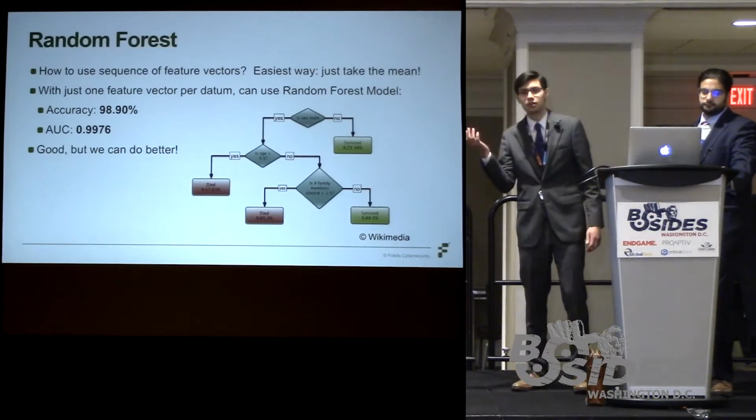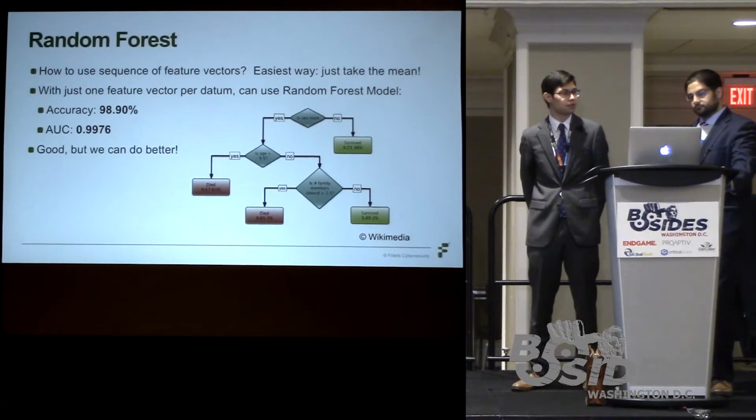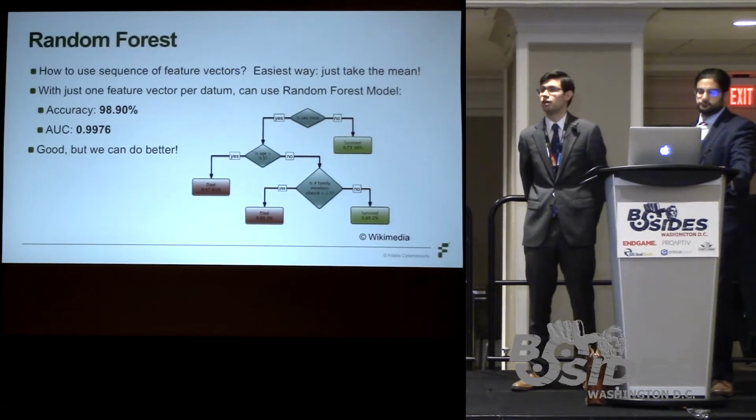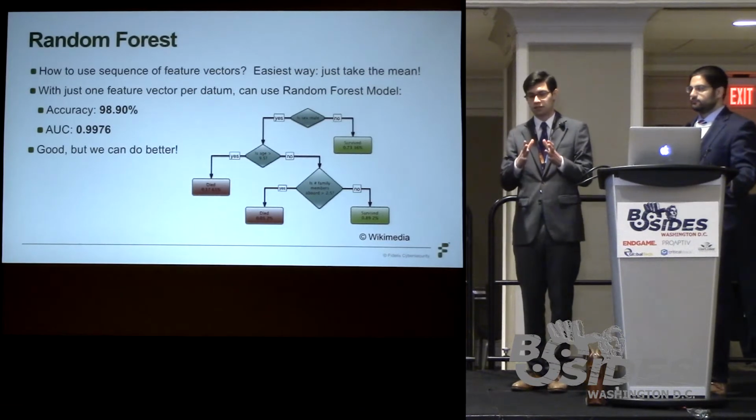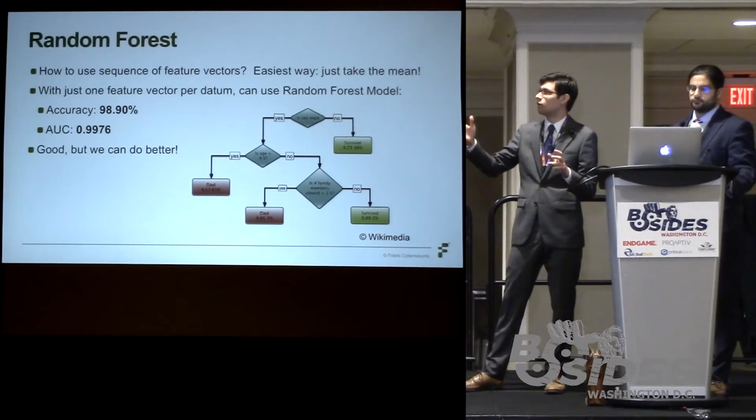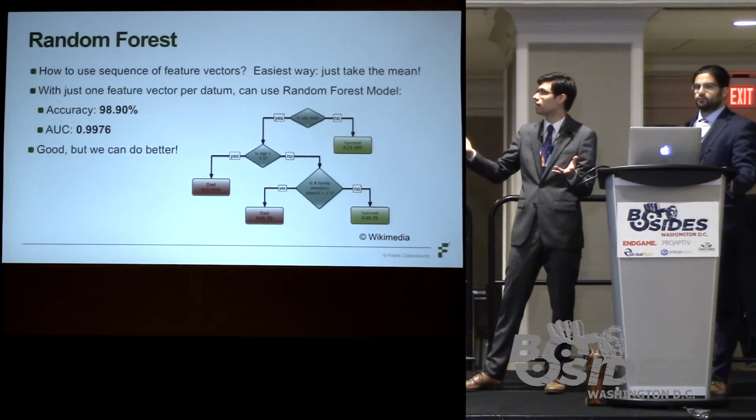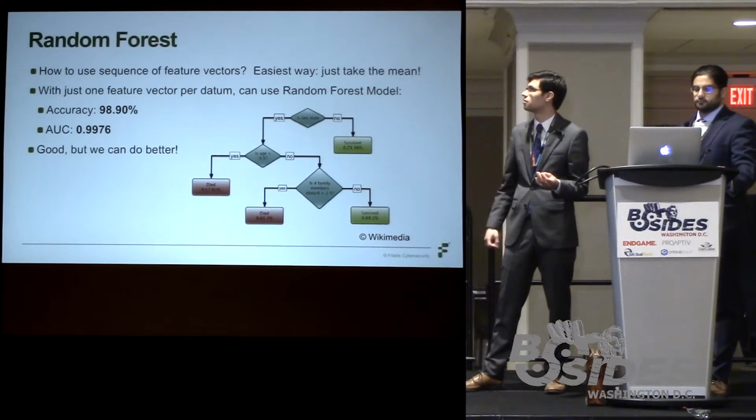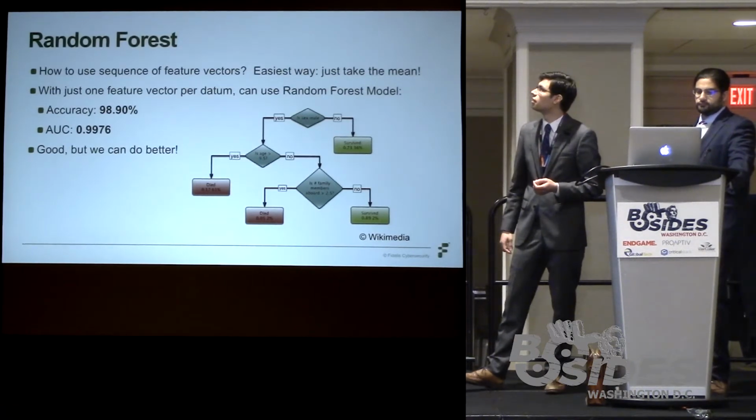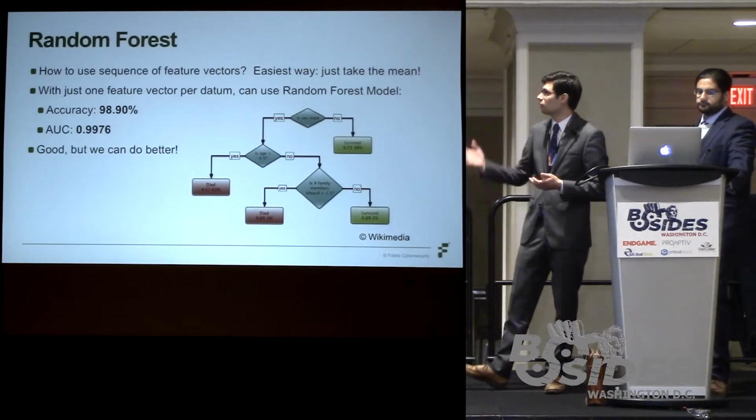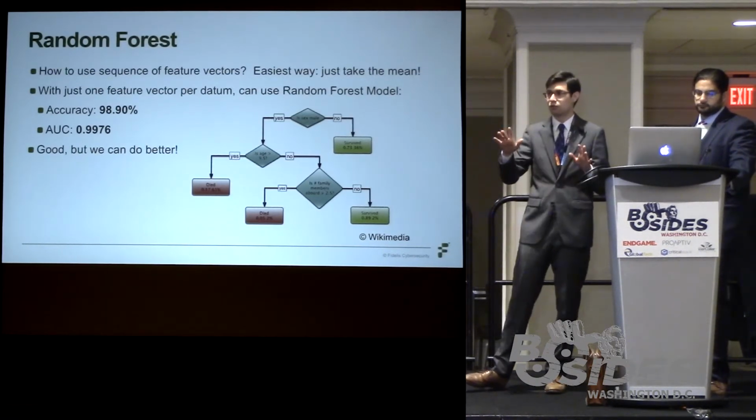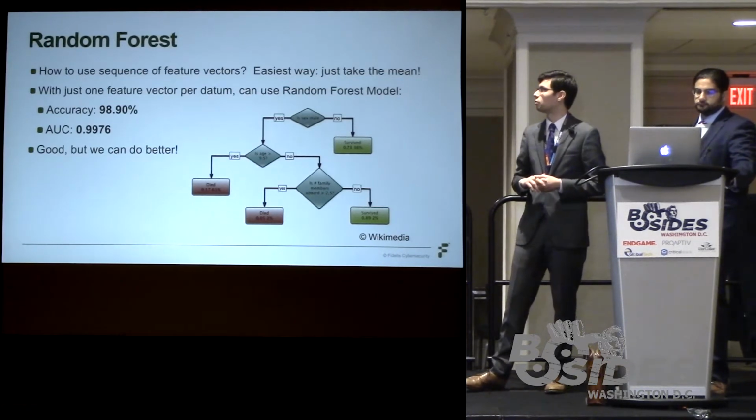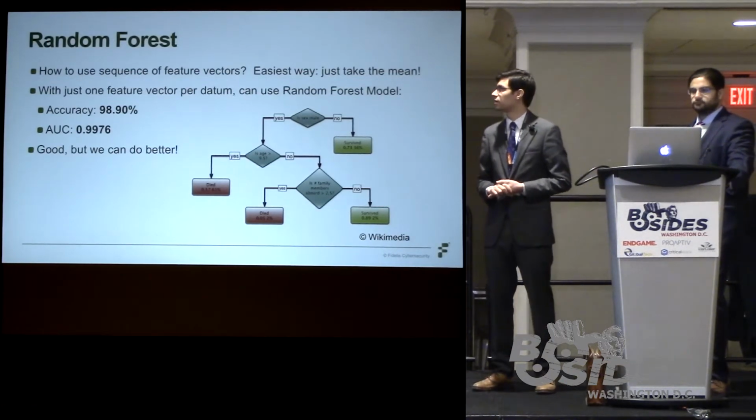So one possibility is random forest. This is a very popular algorithm to use. But a limitation of random forest is, as we talked about, we have each sample. One way to aggregate these vectors together in order to feed it to random forest is to just take the mean. So yes, now we can use random forest. But for those of you who don't know what random forest is, I have a small example here.